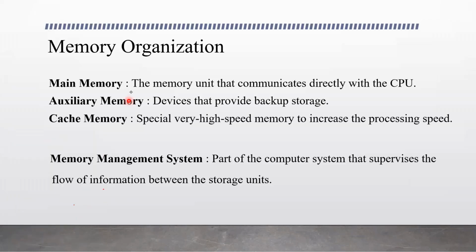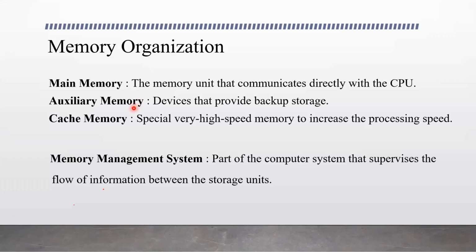Main memory is the memory unit that communicates directly with the CPU. Programs that are currently being processed, and the data that are currently being used for the processing, need to be stored in main memory. So this is the memory unit that directly communicates with the CPU.